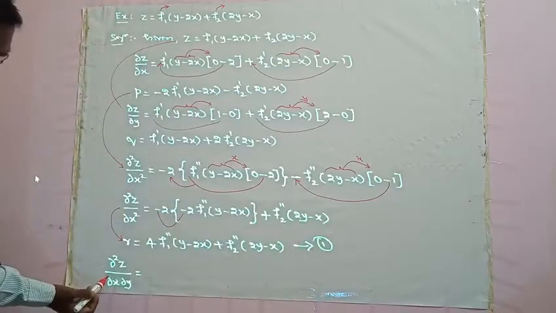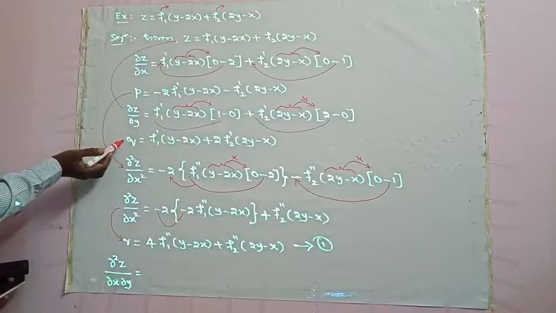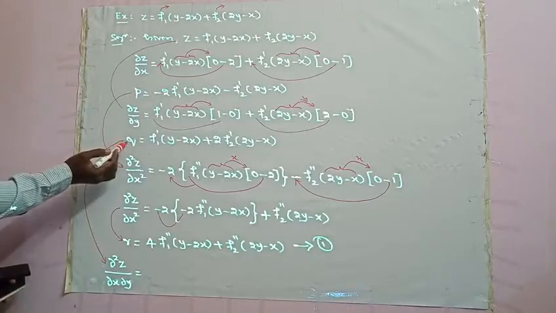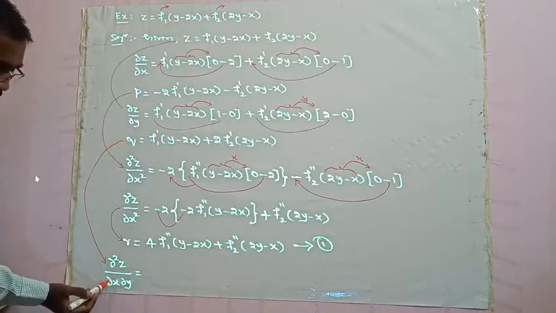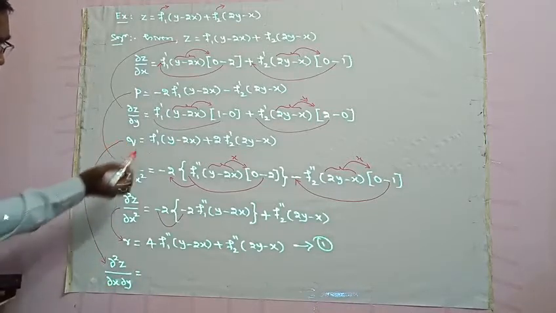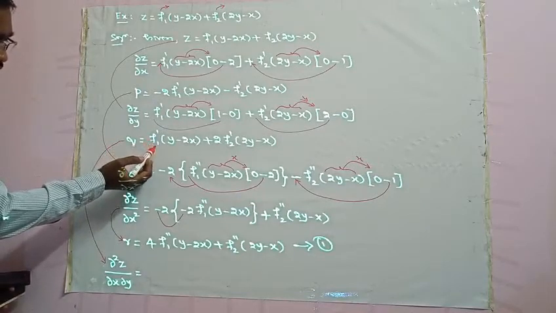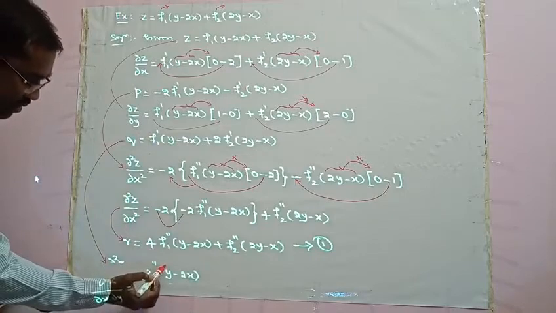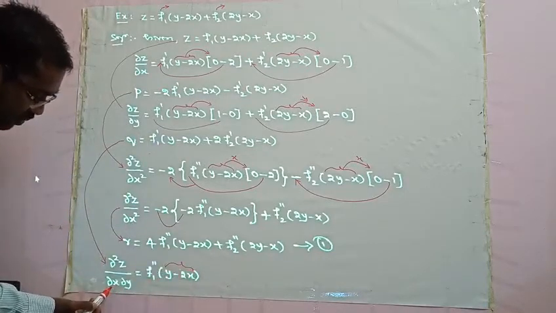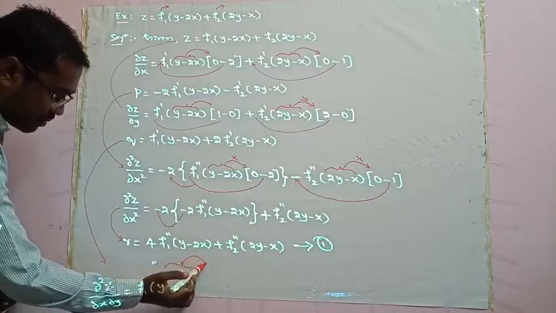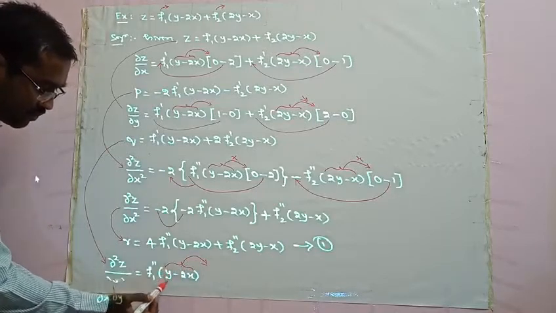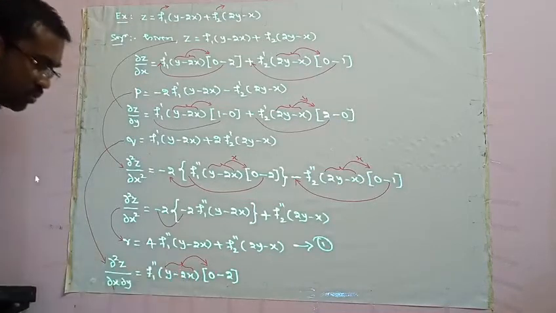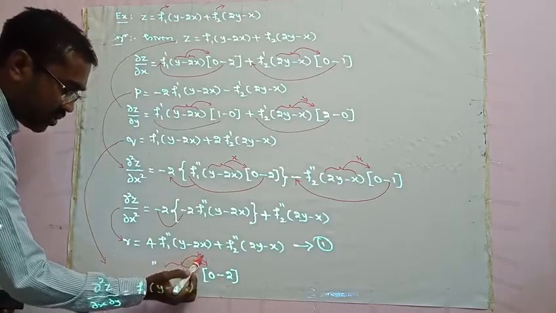So let us go for a differentiation of q with respect to x. We are differentiating q with respect to x now. f1 dash, differentiation of f1 dash is f1 double dash into differentiation of this with respect to x. Differentiation of y is 0 minus differentiation of 2x is 2, because we are differentiating partially with respect to x now.